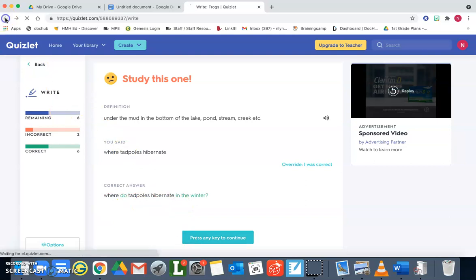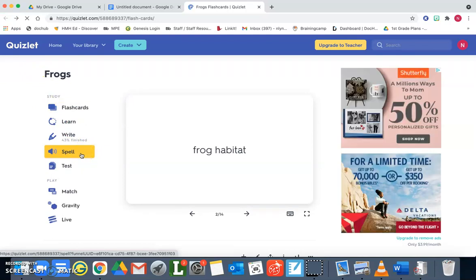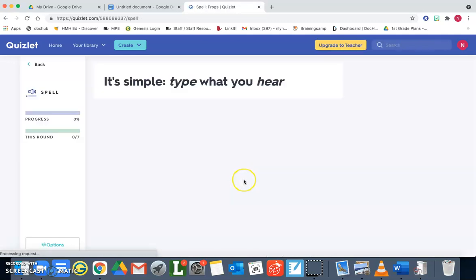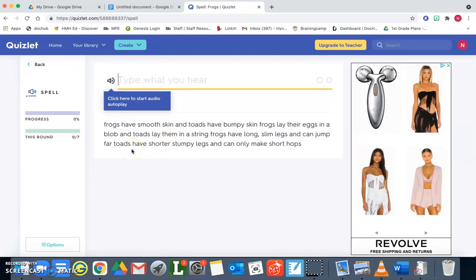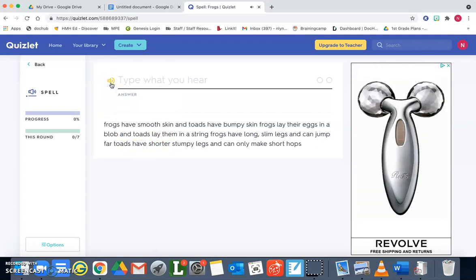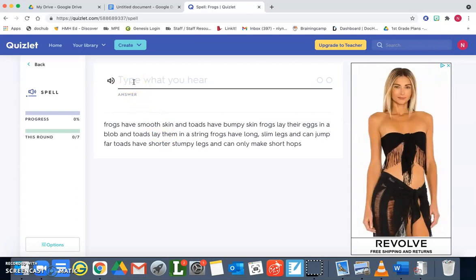Okay, I'm going to go back, and the other modes you have is spell, and for spell what you would do is you type what you hear. So you set the speaker. Three differences between frogs and toads. Okay, so it gives you the answer and you have to type it. So it's helping them to spell their answer.